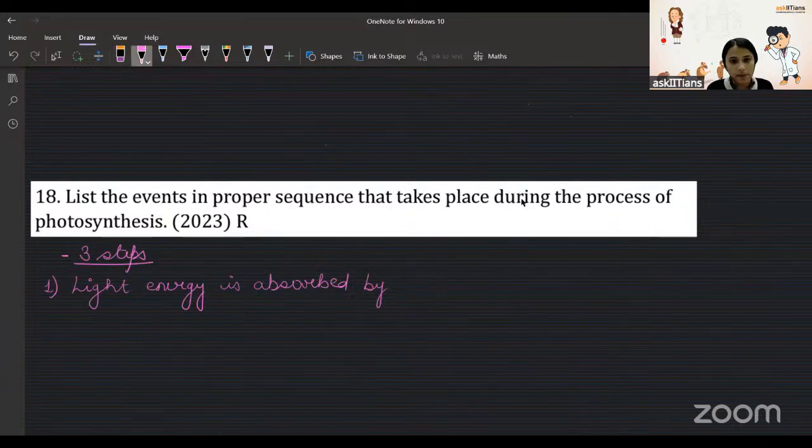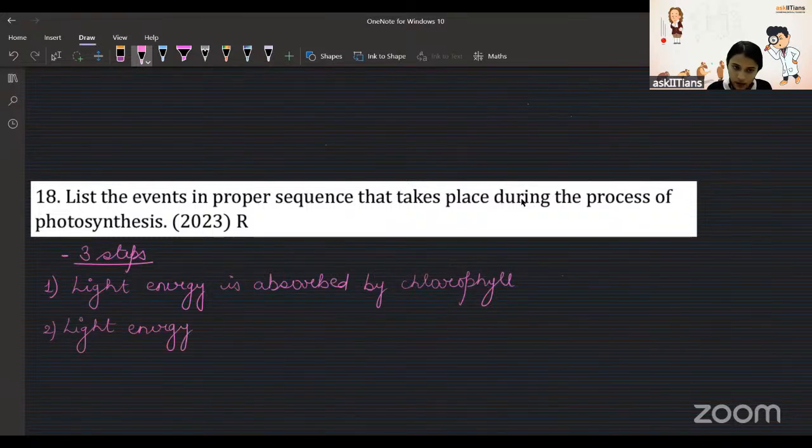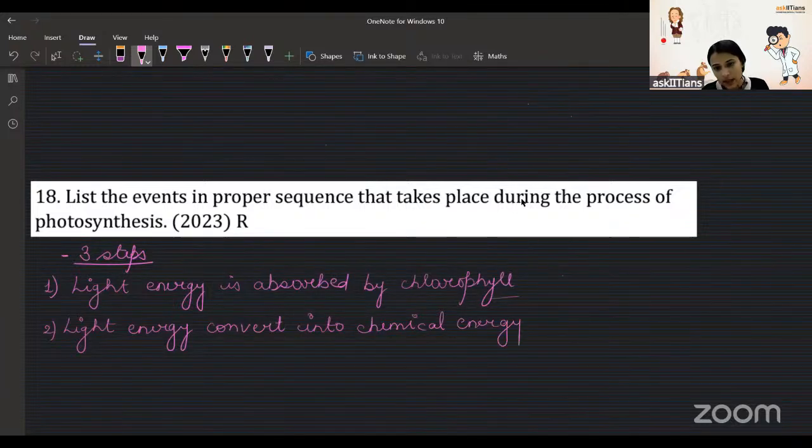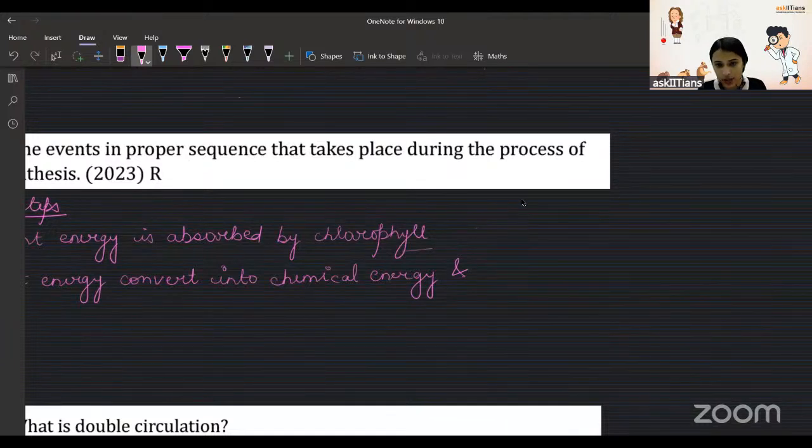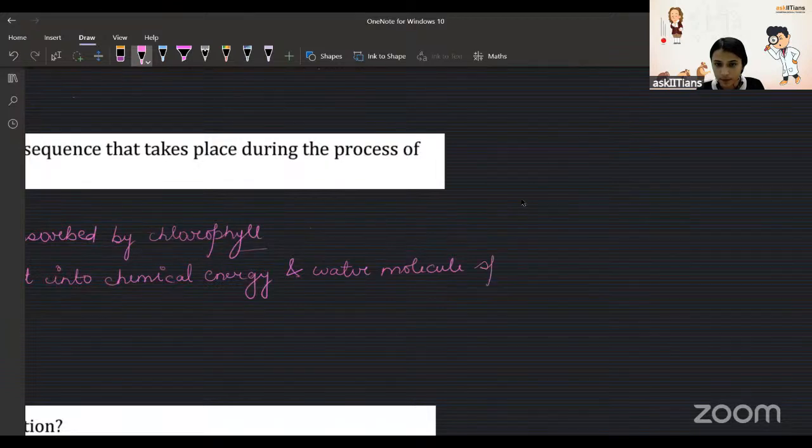Which is present on your thylakoid membrane, right? Okay. Then what will happen? This light energy will convert into chemical energy, right? Chemical energy means like your ATP, NADPH, right? And at the same time, what happened? Your water molecule will split into hydrogen and oxygen, right?